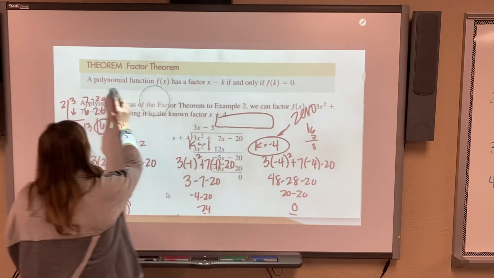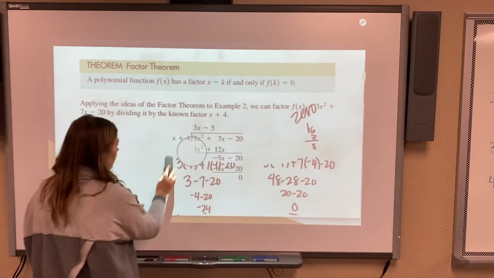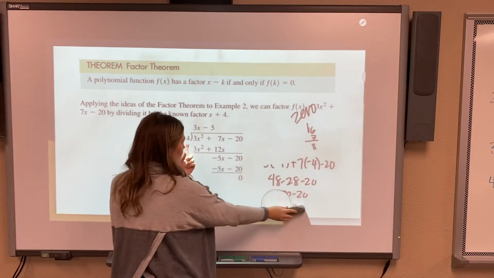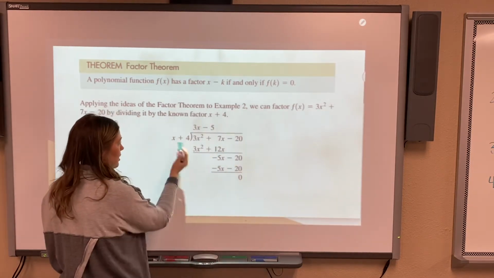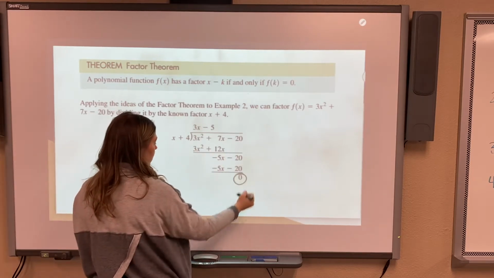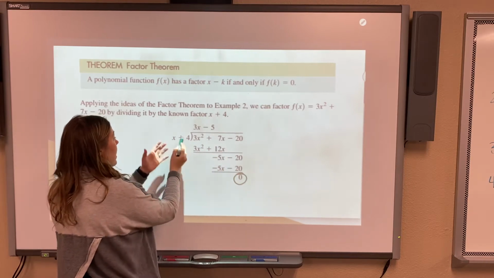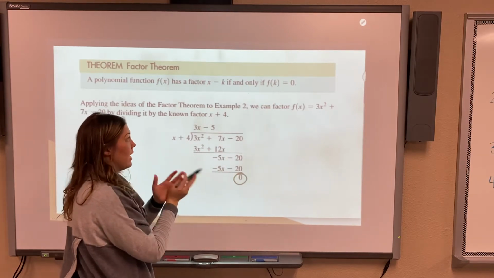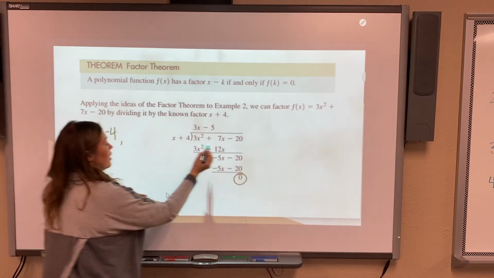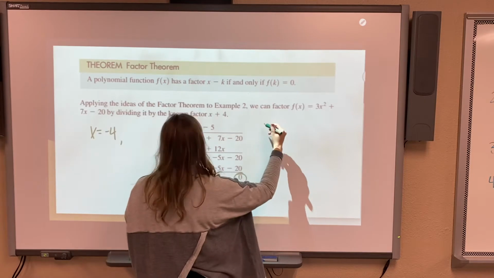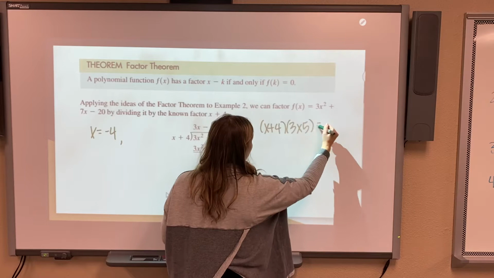So in the same way, what we just did is applying this. If we divided by x plus 4 using long division, if we did all of our work, we'd get a remainder of 0, and then we would get 3x minus 5. So x plus 4 is a factor, and so we know that one solution is x equals negative 4. Okay, if we wrote our polynomial in factored form, it would be x plus 4 times 3x minus 5. Well, that would equal 0.